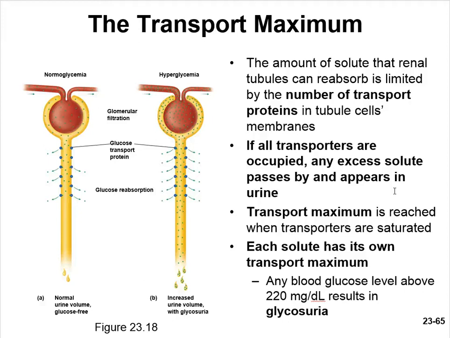So any blood glucose level, for instance, above 220 milligrams per deciliter will result in glycosuria, which is glucose in the urine. So people who have, for instance, type 2 diabetes, have a higher blood sugar. You don't have enough glucose transporters to put that back into the blood as the filtrate is going by. So some of that glucose remains in the tubule, ends up in the collecting duct, and then ends up in the urine.